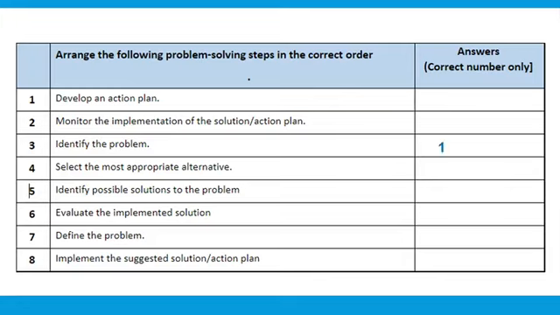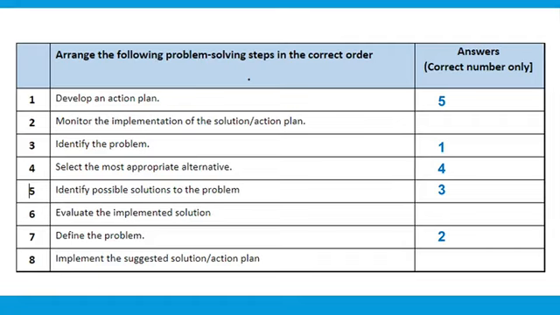Okay, so the first one would be identify the problem. All right, just looking at the previous slide. Then the second one would be defining that problem. Okay, remember getting all those opinions from the stakeholders, all those individuals that are involved. Number 3 would be identify possible solutions to the problem. Okay, so that's where you're going to be using your different techniques to identify possible solutions. And then the next one would be selecting the most appropriate alternative. So that's the number 4 over there.